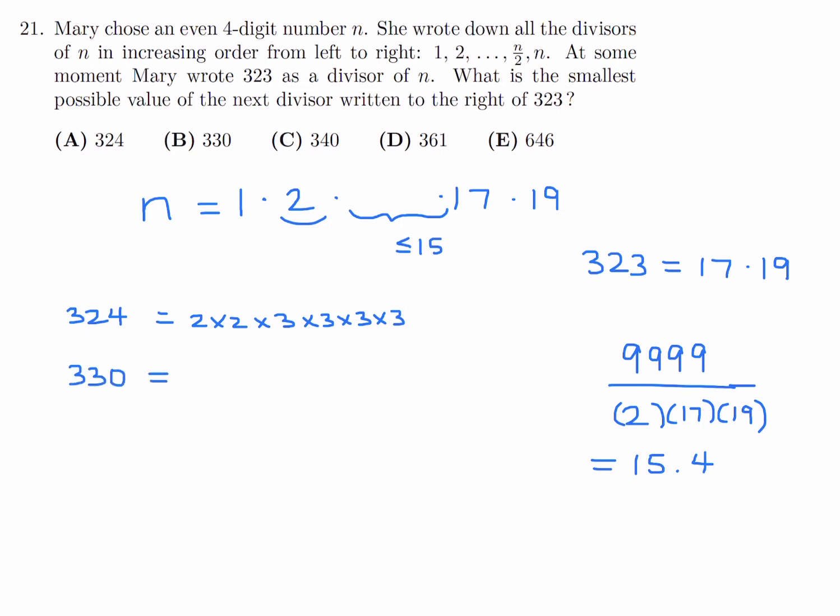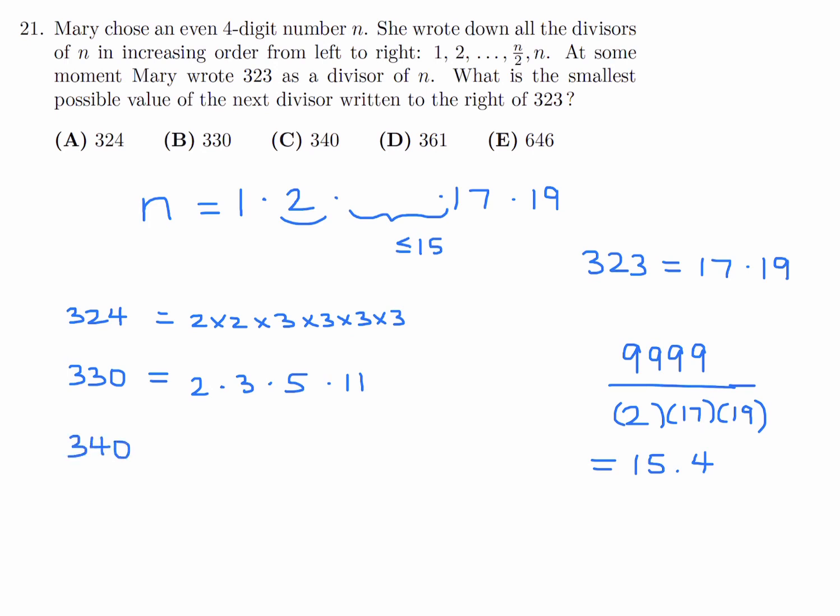How about 330? That is 2 times 3 times 5 times 11. Well, the 2 is already covered, but then 3 times 5 times 11 would have to go here, and that's much greater than 15. So that's not going to be possible.